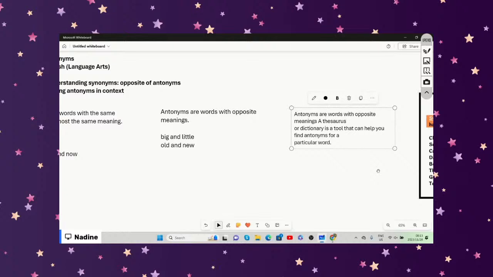Within a thesaurus, similar to a dictionary, they will have the words that are opposite in meaning, and they will also have the words with the same meaning, or similar in meaning, to the specific word that you are looking for. Of course, a thesaurus is similar to a dictionary, but with a dictionary, you just find the meaning.